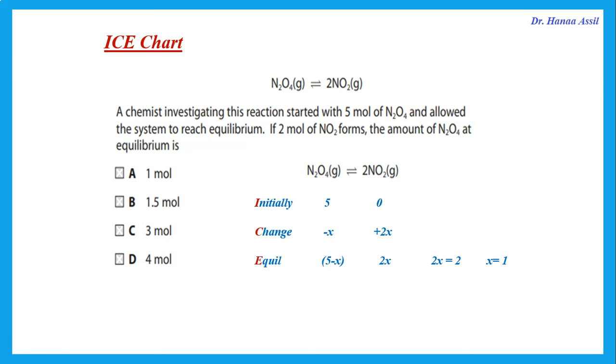And that means at equilibrium, I'm left with the rest of the 5 for N2O4, and I'm left with the 2X that is formed. Now we are being told that 2 moles of NO2 form. That means the 2X is 2, and that means each X is 1. And I can get that at equilibrium, the number of moles of N2O4 would be 4, while the NO2 is 2.